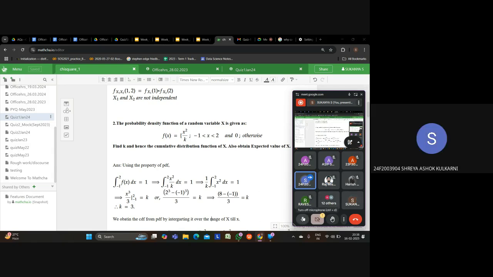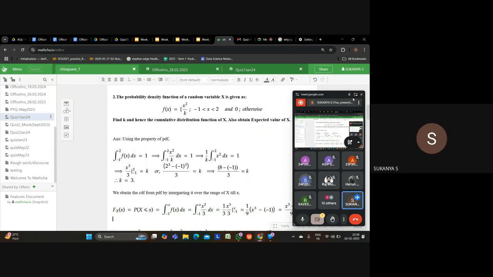x cube plus 1 by 9. Okay, is that what all of you got? Yes. So it says F of x is equal to probability of x less than or equal to x. You integrate it from -1 to x square by 3 dx. 1 by 3 is a constant. On integrating x square, you get x cube by 3. So what you have is applying the limit, x cube minus -1 divided by 9. That is x cube plus 1 divided by 9.